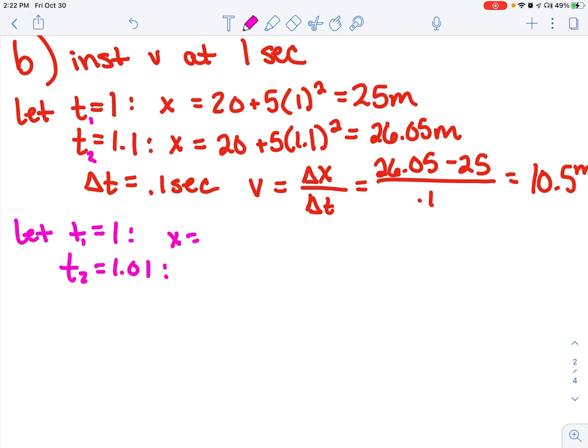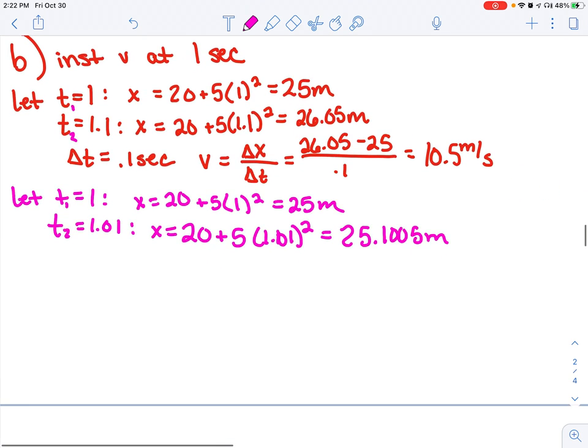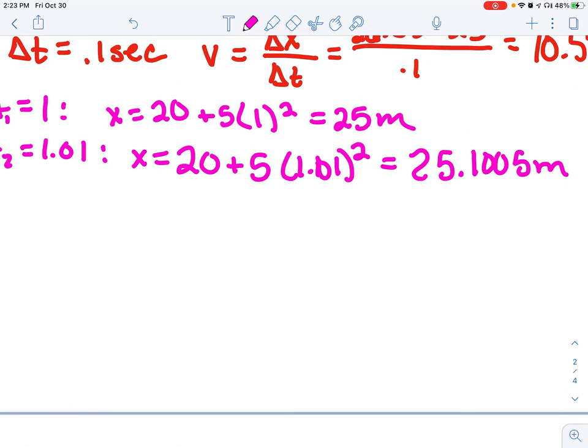So x equals 20 plus 5 times 1 squared. We already know that's 25. We've done that. Now we haven't done this one. 20 plus 5 times 1.01 squared. Remember, we're like barely fast forwarding our video. Please take the time to pause the video, put that in your calculator. You are going to end up with 25.1005 meters. Okay, so we can see we're definitely really, really fast forwarding this. It's an itty bitty bit because he's barely moving.